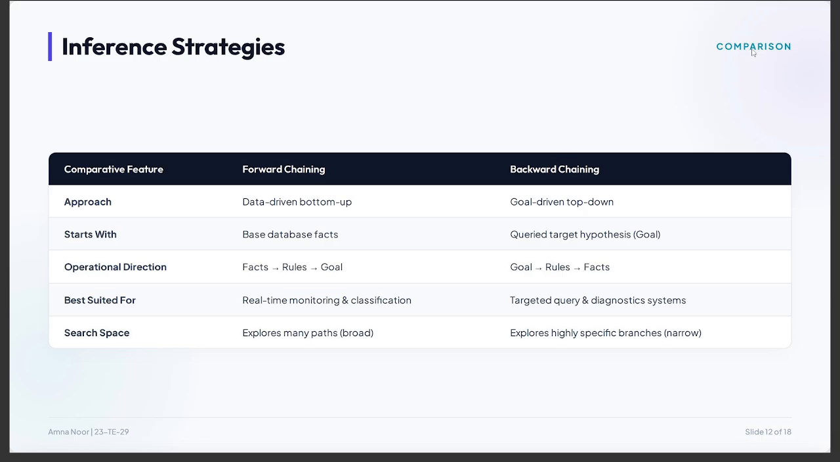Then we have the difference between forward and backward chaining. Forward chaining starts from facts and moves towards a conclusion, while backward chaining starts from a goal and works backward to verify facts. Forward chaining is useful when we want all possible results, while backward chaining is efficient for specific queries.